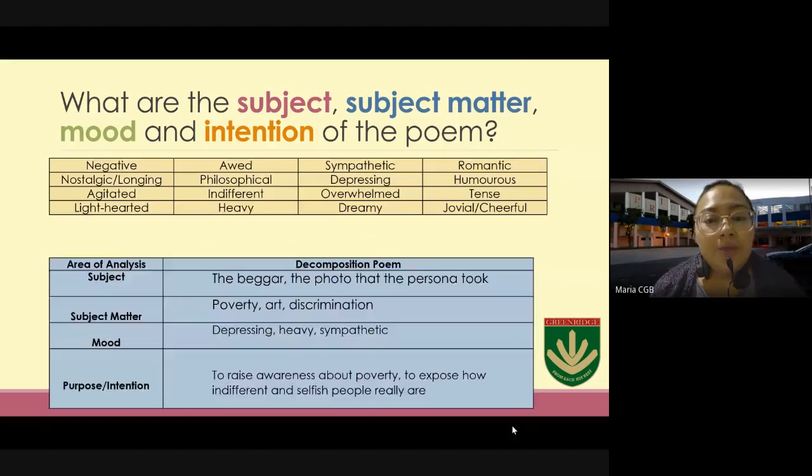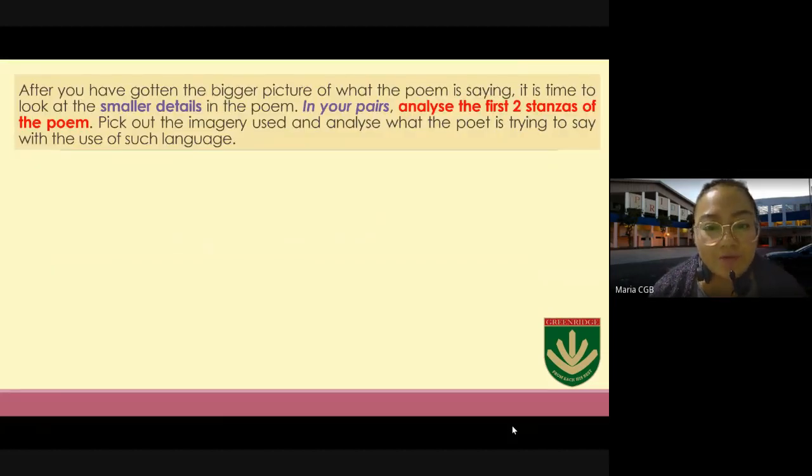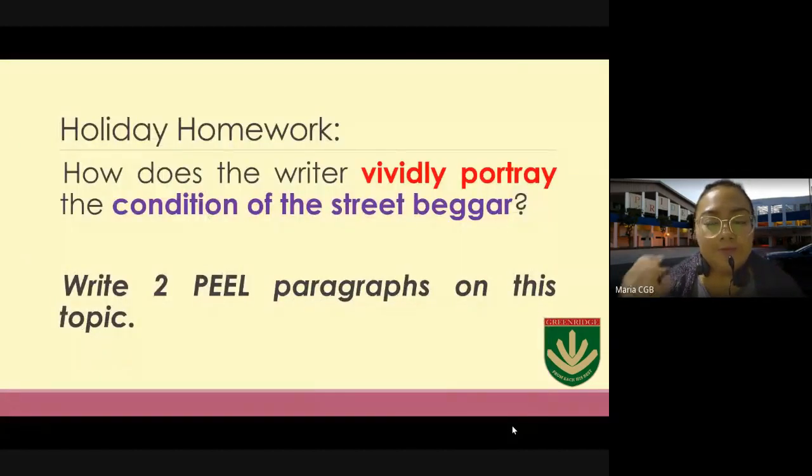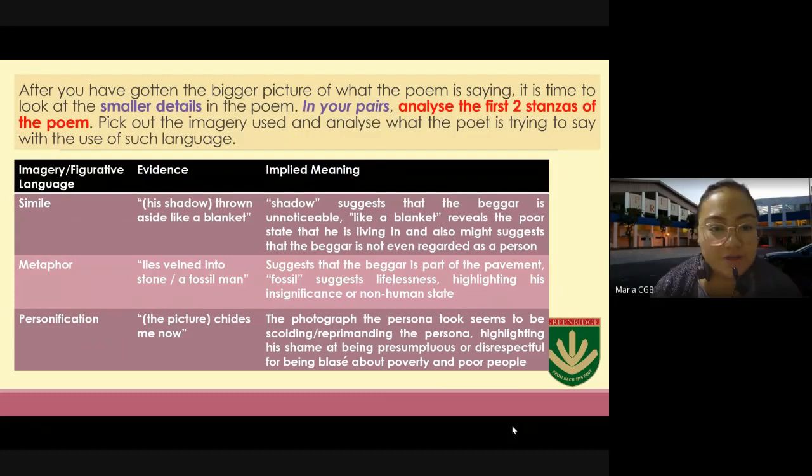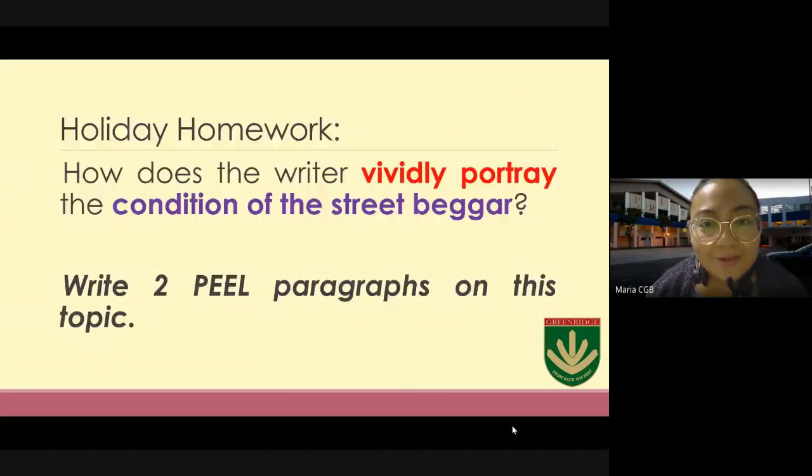Any issues that you have, you can ask your lit teachers, Miss Clara and myself. So this is your essay question: How does the writer vividly portray the condition of the street beggar? Just go back to the analysis over here, and you should be able to do the assignment. All right, all the best. Thank you.